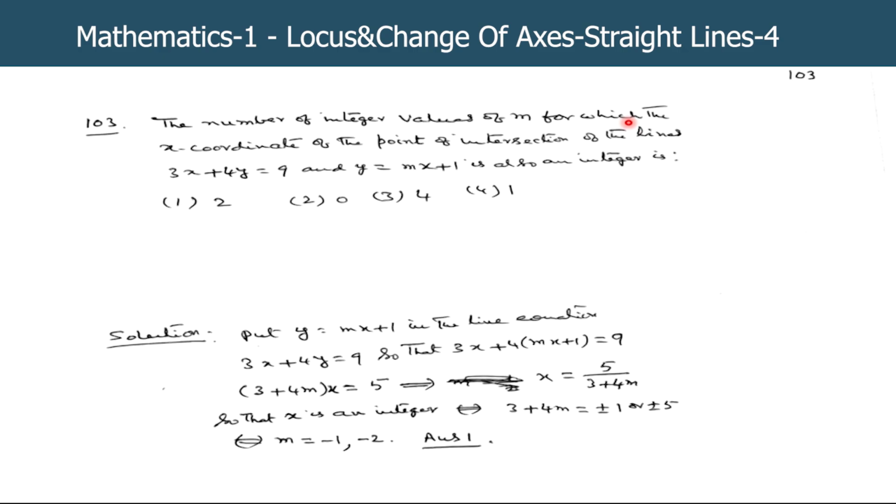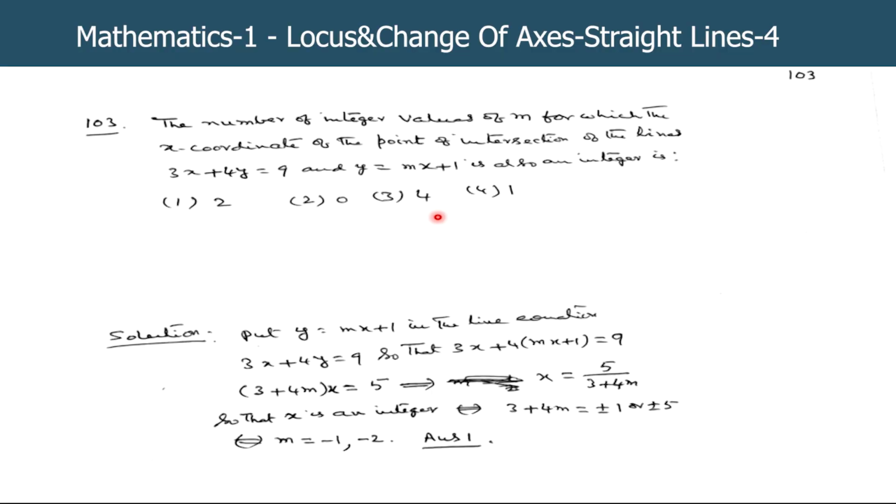The number of integer values of m for which the x coordinate of the point of intersection of the lines 3x plus 4y equals 9 and y equals mx plus 1 is an integer is: 1) 2, 2) 0, 3) 4, 4) 1.